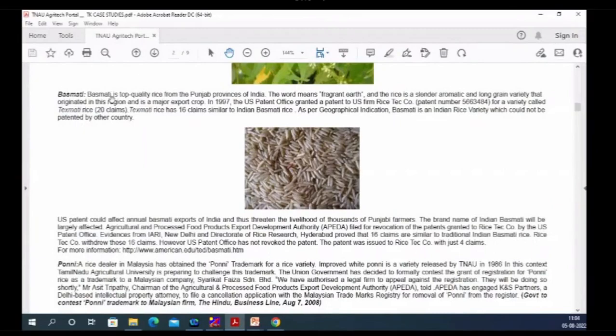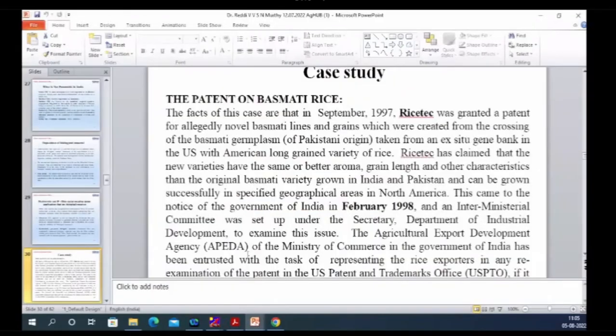Basmati is the top quality rice from the Punjab province in India. The word means the fragrant one, and the rice is a slender, aromatic, long grain variety that originated in this region and is a major export crop. In 1997, the US Patent Office granted a patent to a US farm rice company, and the patent number is this, for the variety called Texmati. So here I have shown how they have reached Texmati.